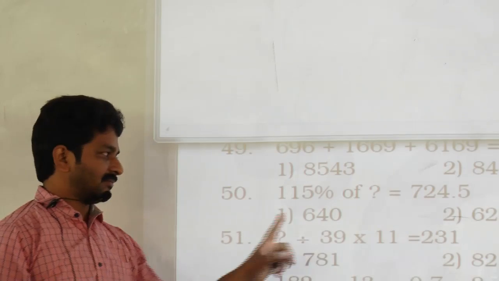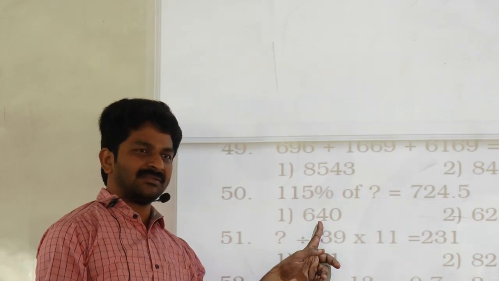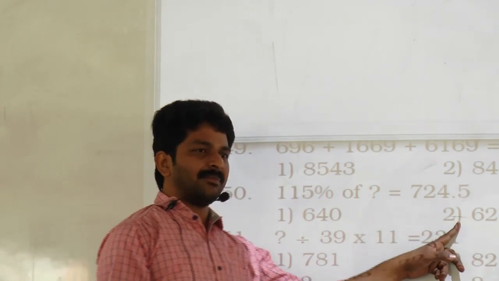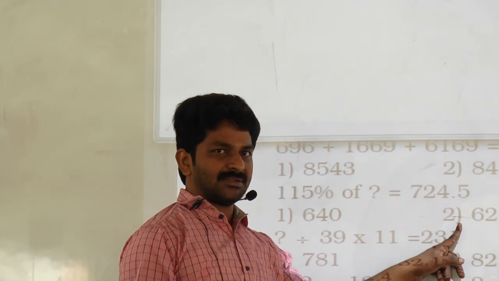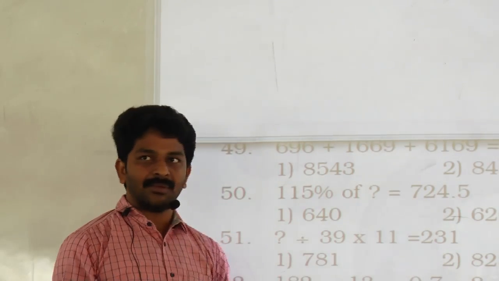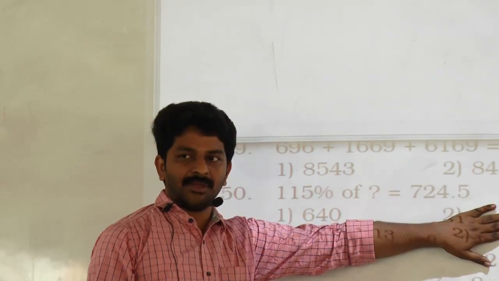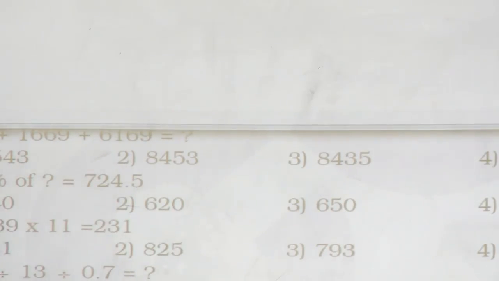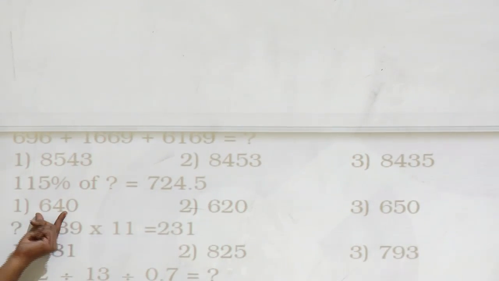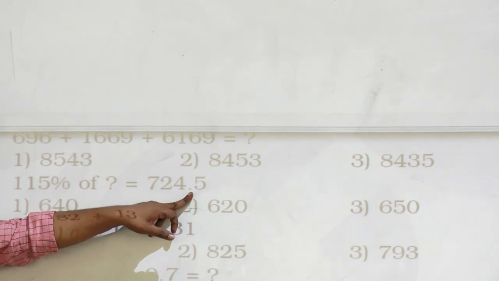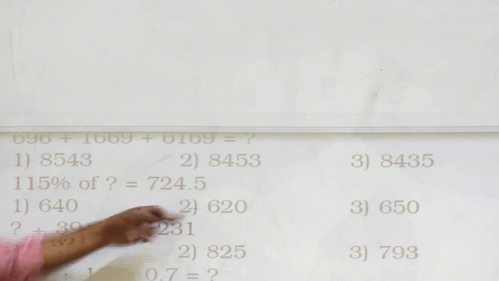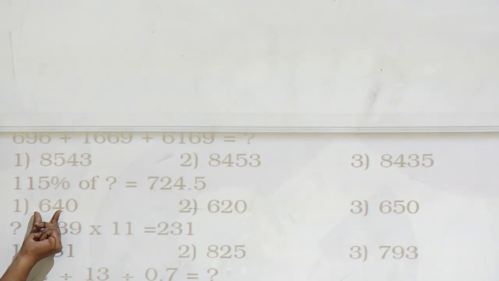This is the first logic. This cannot be your answer because these two are even numbers. 10% should not be an even number. This is 64 and this is 62. These two cannot be your answer. Now, see, when you calculate 10%, this is 64. 5% is 32. That answer can never end with 0.5. So hence 10% should not be an even number.